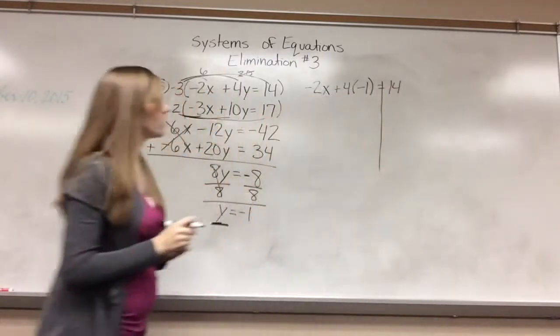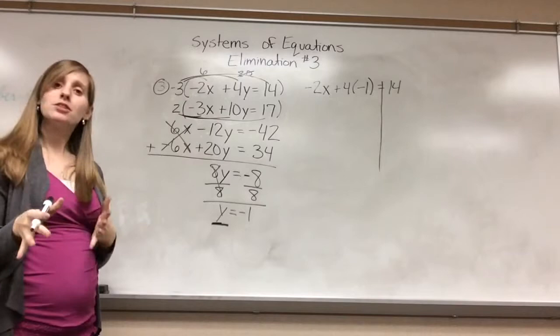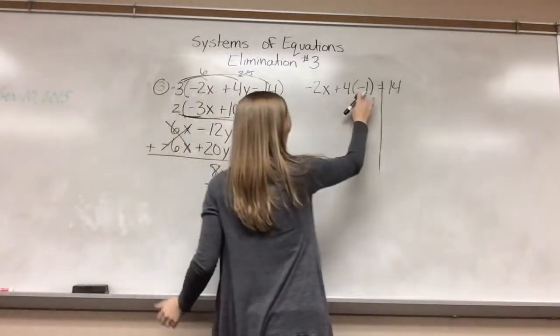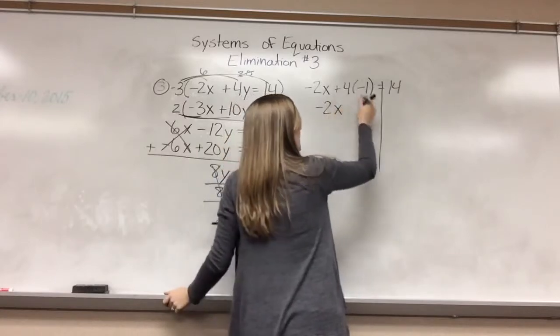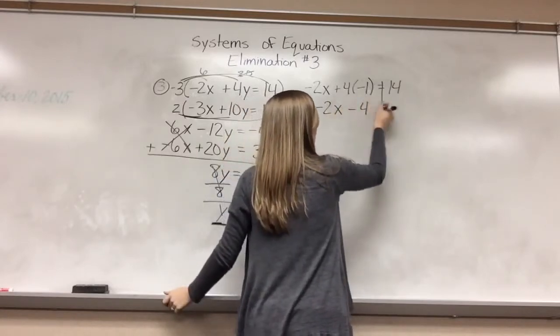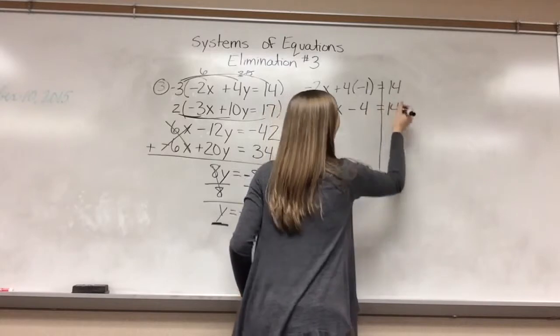So now I solve this equation. The first step is to do the multiplication. 4 times negative 1. So my negative 2x stays the same. 4 times negative 1 is negative 4, and then equals 14 just comes down.